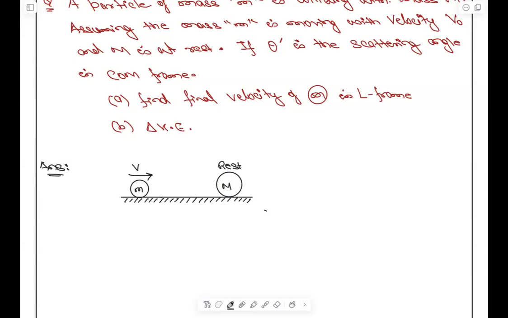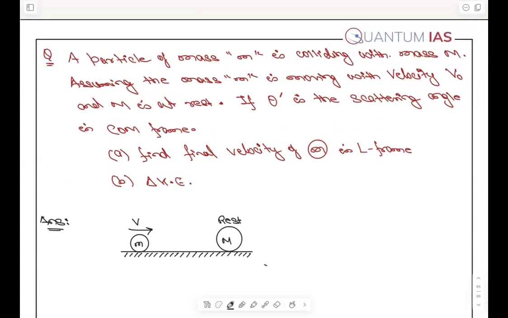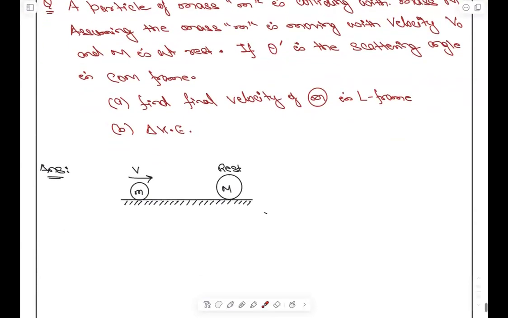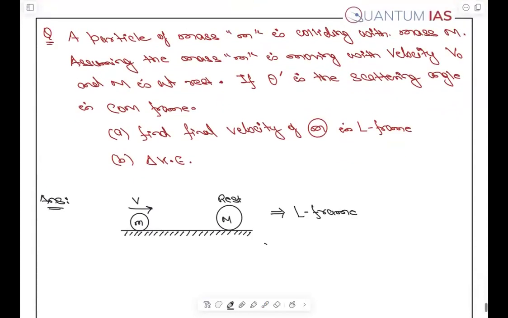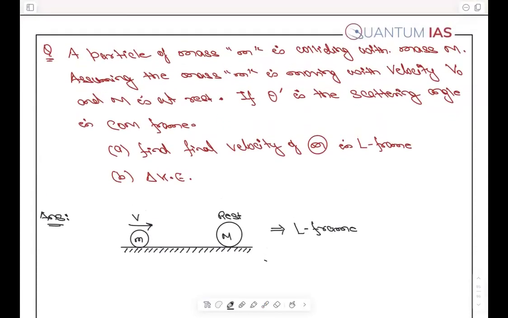In which frame? किस frame में ऐसा दिख रहा है? A particle of mass m is colliding with mass m, assuming the mass m is moving with velocity v naught, and m is at rest. If theta dash is the scattering angle in center of mass frame, कौन सा frame है ये? This is seen in the L frame, no? L frame, ground frame. This is seen in L frame, but the scattering angle is given in center of mass frame, right?